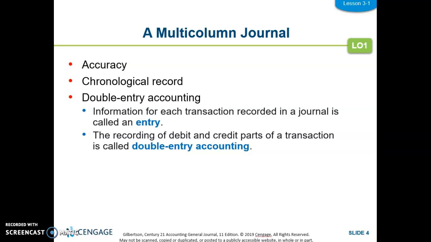And then we have double entry accounting. Information for each transaction recorded in a journal is called an entry. The recording of debit and credit parts of a transaction is called double entry accounting. In double entry accounting, each transaction affects at least 2 accounts. Both the debit and the credit parts are recorded, reflecting the dual effect of each transaction. Double entry accounting assures that debits equal credits.